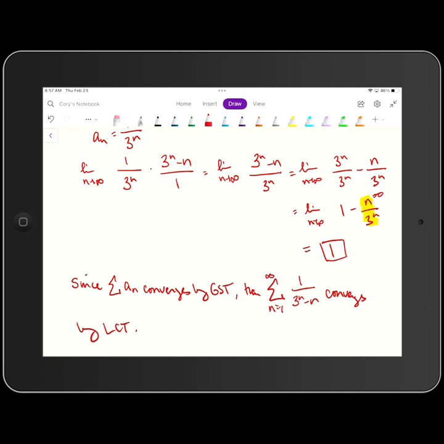Okay, so those are your two new tests, the comparison test and the limit comparison test. And we'll work through the next test in our grouping, which is the alternating series test, in class next time.